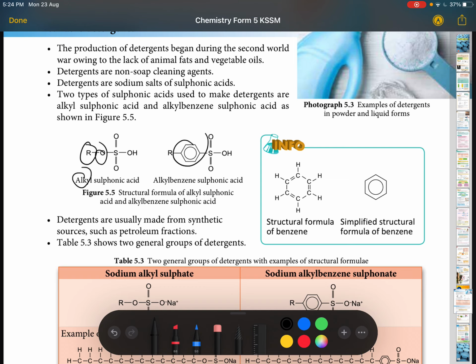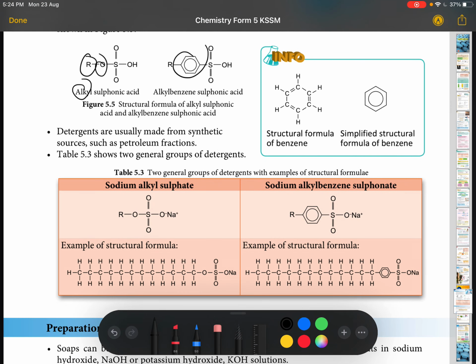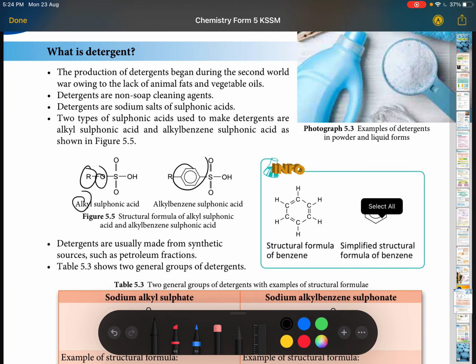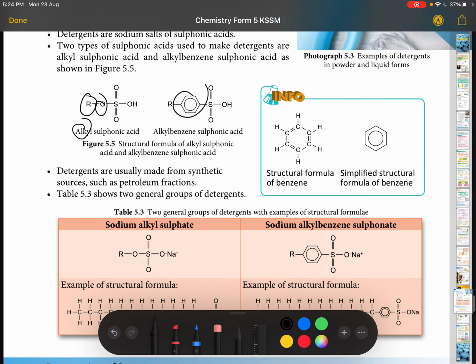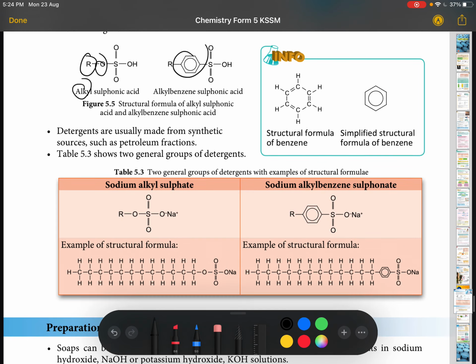You don't have to know what benzene is. You don't have to know what that other thing is. I think it was styrene, but you don't really have to know that. You just have to know that detergent is made out of either alkyl sulfonic acid or alkyl benzene sulfonic acid.